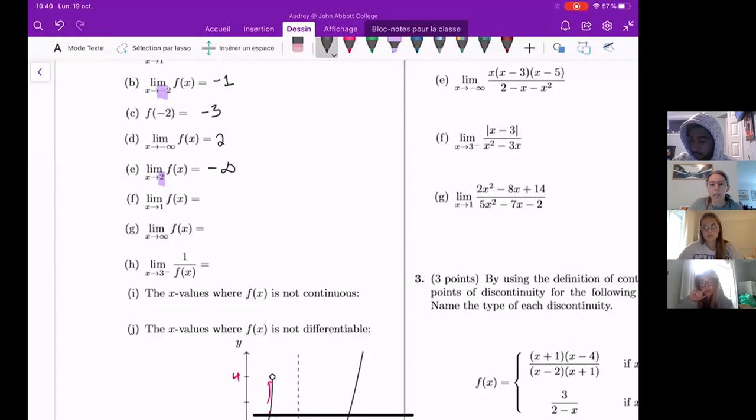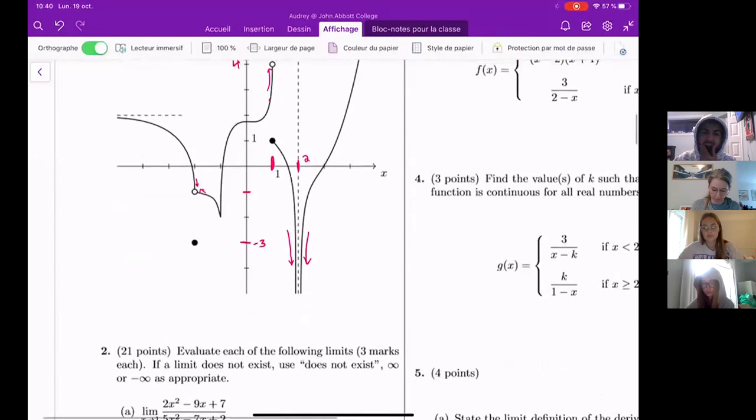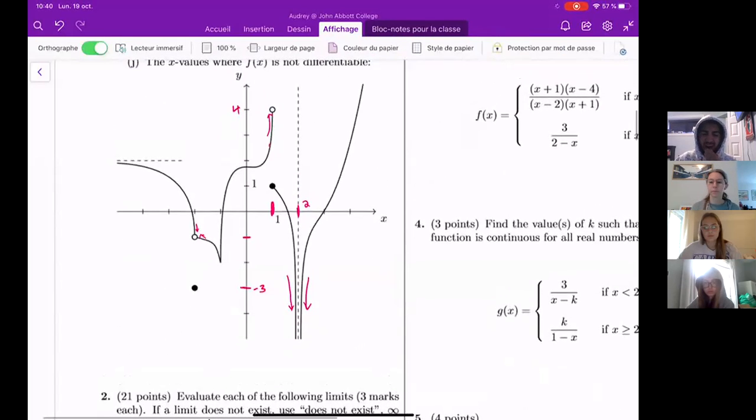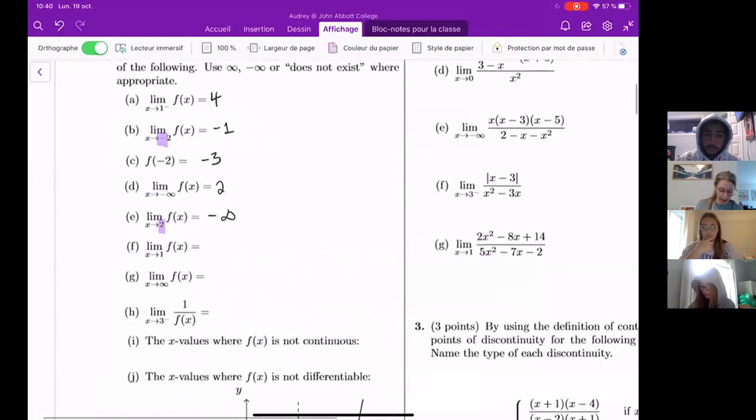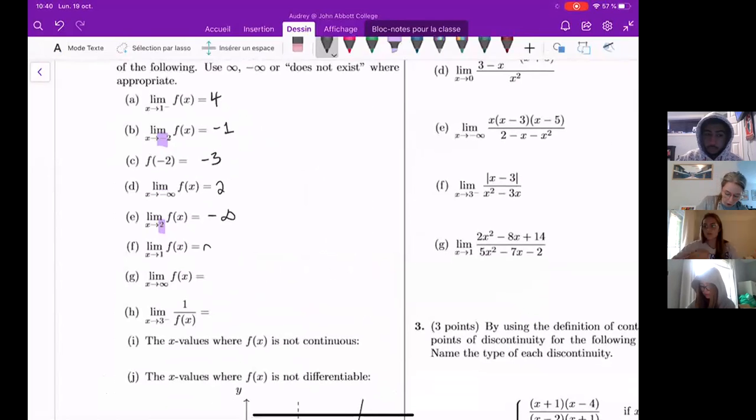And then the limit as x approaches 1. Does not exist. It does not exist because the left side and the right side are different. We already did the left side. We said it was going up to 4. What's the right side going to? 1. 1, you got it. So 4 and 1 are not the same. So this is does not exist.